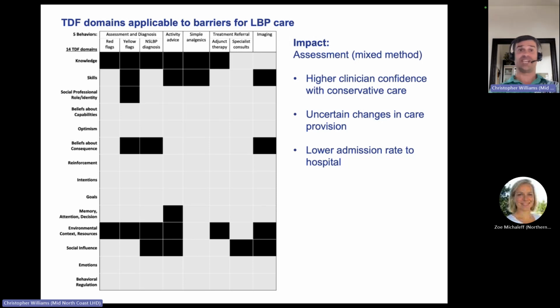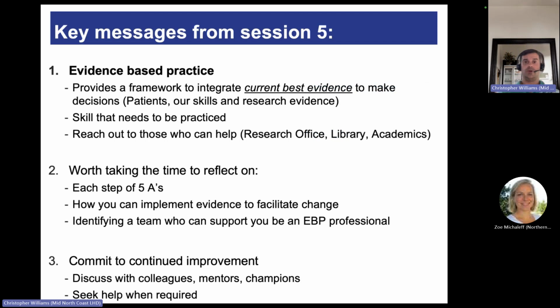However, there were uncertain changes in the actual provision of care based on quantitative information, but there was a lower admission rate to inpatient hospitals. So there's some positives and negatives to consider. Ultimately, what that's meant is rethinking how we go about improving or making change in the emergency setting. So over to you, Zoe.